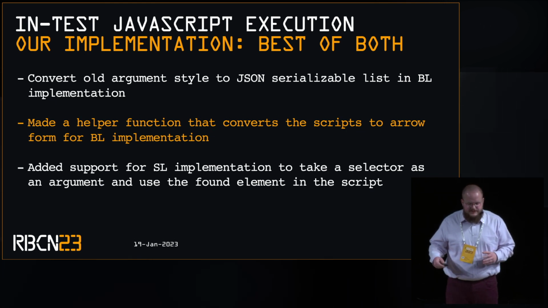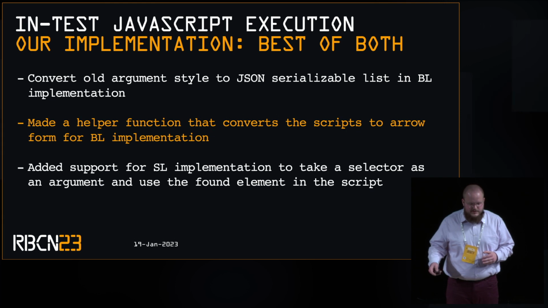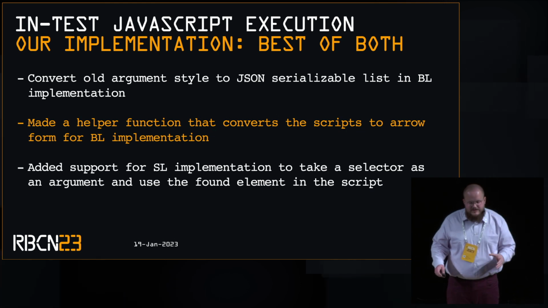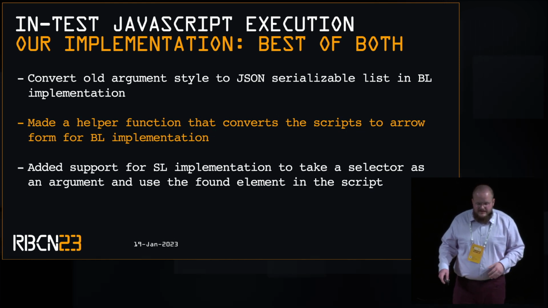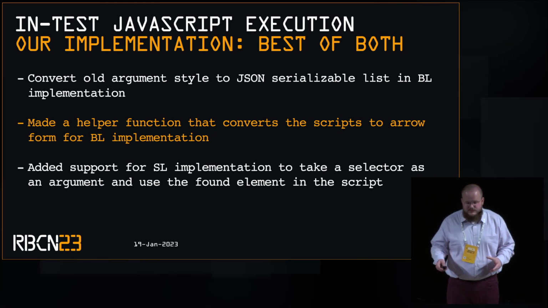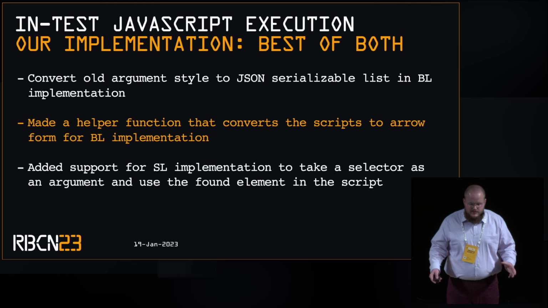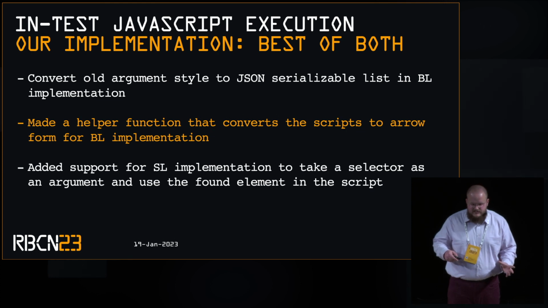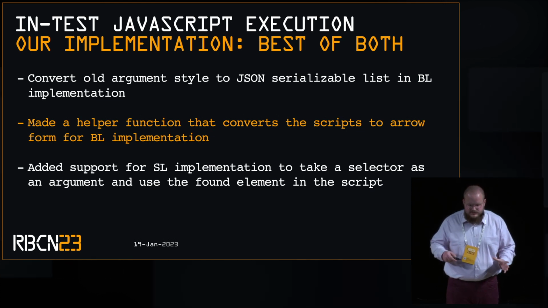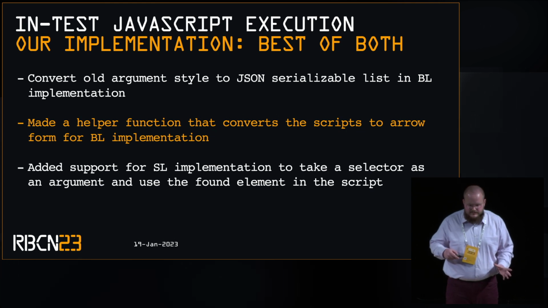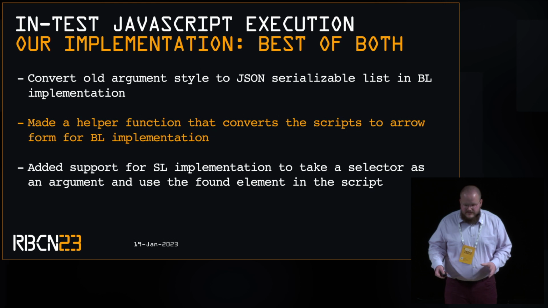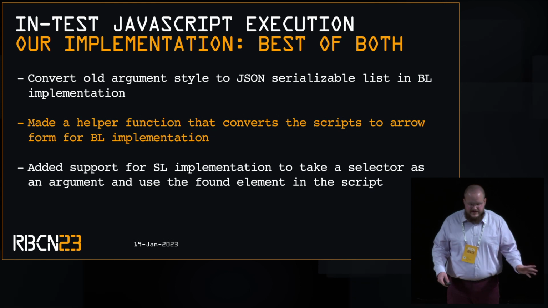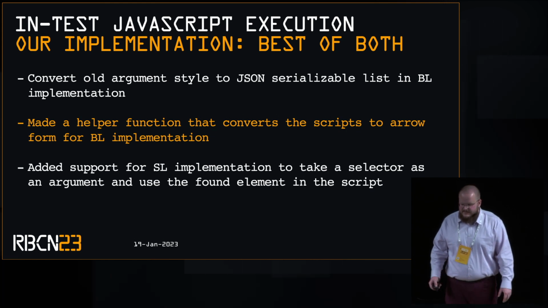And we made a helper function that converts the script to the arrow form that Browser Library requires for evaluate JavaScript. And then we added support for Selenium Library to take a selector as an argument, and when you find that element, you can access it in your script, similar to how Browser Library accesses an element found with the script. We just prepended a finding element portion of JavaScript to the beginning of our one-off scripts, and we find that element, and then we can interact with it in our scripts, which is much simpler than having to include that in every single one of your scripts that you intend to access an element in.